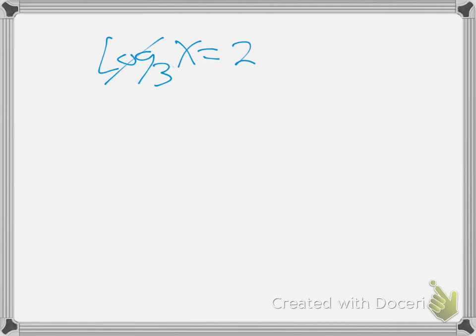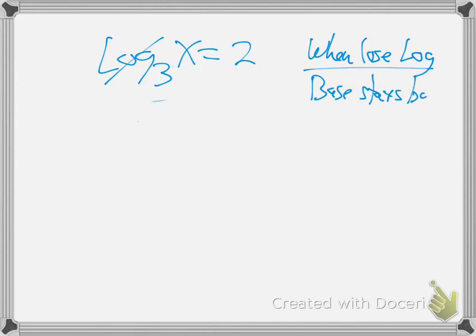When you cross off a log, we don't divide. We don't say, I'll divide by the log. That's not what we do, because again, that's not multiplication. We have a special rule just for getting rid of logs, don't we? Remember, when you cross off a log, what happens? The base stays the base, and the other two switch, don't they?